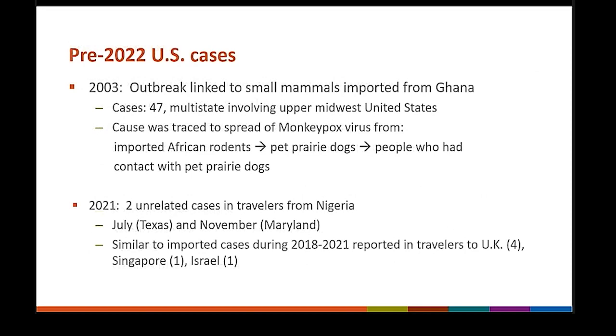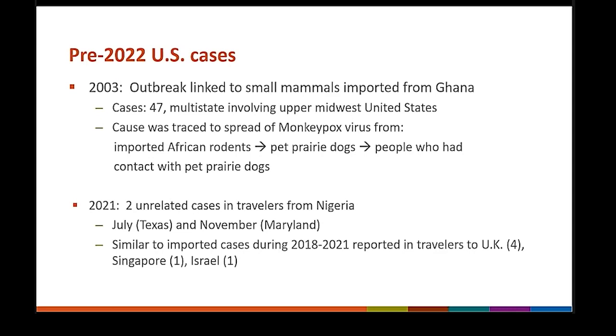Before 2022, there have been U.S. cases. In 2003, there was an outbreak linked to small mammals imported from Ghana, and there were 47 cases associated with that outbreak. It was a multi-state outbreak involving the upper Midwest United States. The cause was traced to the spread of monkeypox virus from imported African rodents to pet prairie dogs, and then to people who had contact with those pet prairie dogs. Then after that, the next time we had cases in the United States was actually just last year.